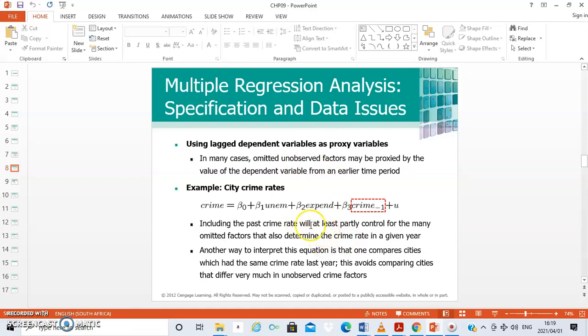Okay, and it also makes things easier to deal with, because obviously we know that past crimes somehow control for many omitted determinants. We also know that it makes the interpretation easier, especially if you are dealing with different cross-sectional units such as many cities, because crimes in different cities cannot be compared. For example, crime happening in Cape Town cannot be compared to crimes taking place in Joburg or in Durban or any other town.